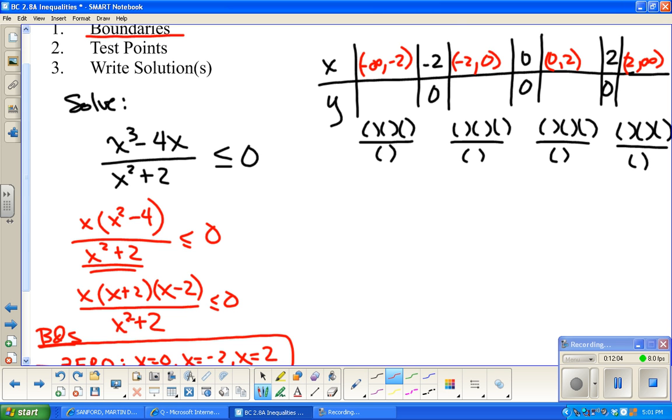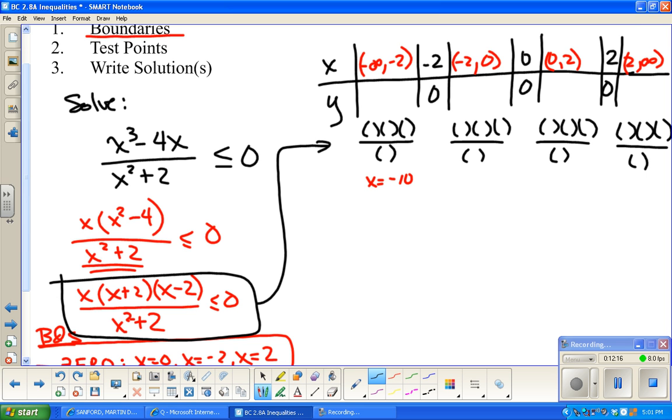Okay, so here we go. Pick a value left of -2, so maybe x equals -10. Now I'm actually going to work with this factored form because it's easy. I'm putting in -10. -10 here is going to make that negative. -10 there is going to make that negative. And -10 there is going to make that negative.